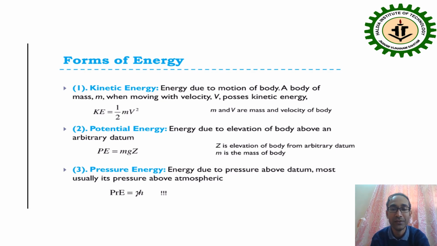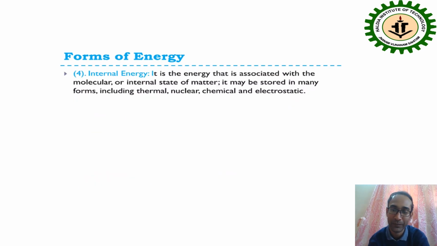Next is pressure energy. Pressure energy is due to the pressure above the datum, most usually the pressure above atmospheric pressure. So PRE we can say is equal to gamma into h, where h is the height above the atmospheric pressure.